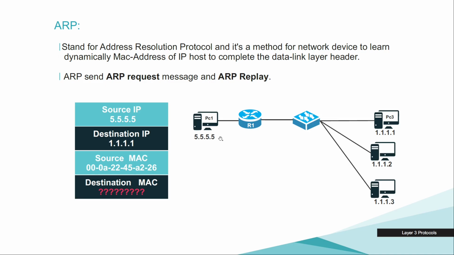So let's take a look at the layer 2 and layer 3 information. Here we will have the source IP address, the destination IP address, the source MAC address, and the destination MAC address will be unknown. So ARP is a protocol that will help PC1 to learn the destination MAC address. Let's see how that will work.